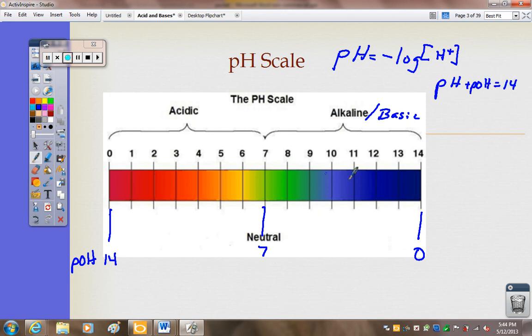So on any one of these pHs, you can find the corresponding pOH. For example, a 3 on the pH scale would be an 11 on the pOH scale, because pH plus pOH, 3 plus 11, equals 14. And an 11 on the pH scale would be a 3 on the pOH scale for the same reason. This means that a low pH is acidic, a high pH is basic, but a low pOH is basic and a high pOH is acidic.